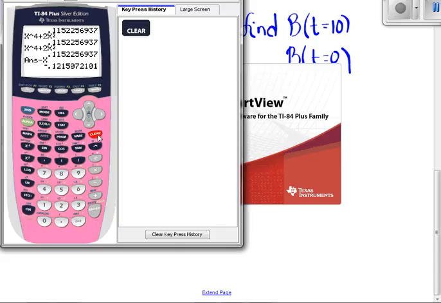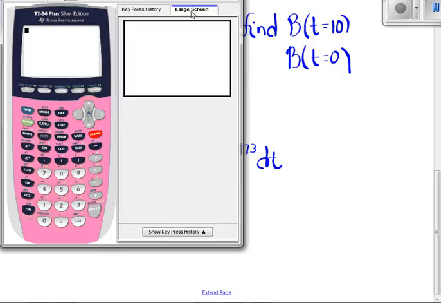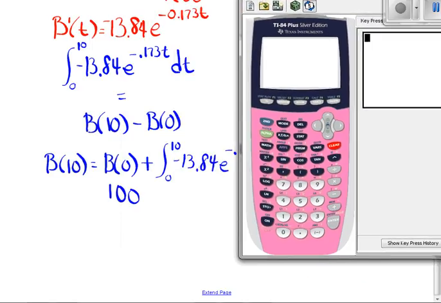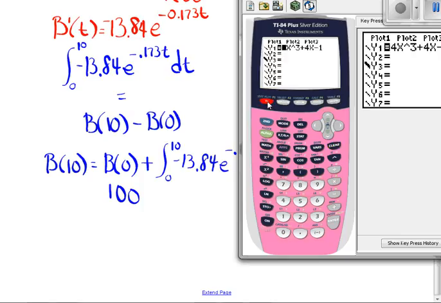Okay, I'm going to clear that out. Guys, on the exam, you have to write basically what I have written here, b of 10 equals b of 0 plus that integral. They don't want to see FNINT. You can write it, they will ignore it. If you don't write it out in the proper notation, you'll not get any credit for it. So in Y1, I'm going to clear that out, and we're going to put this in.